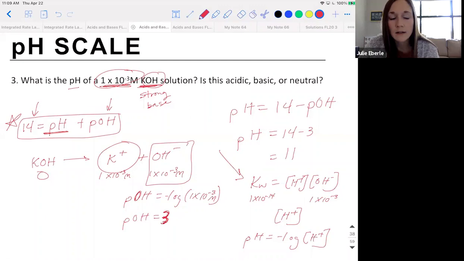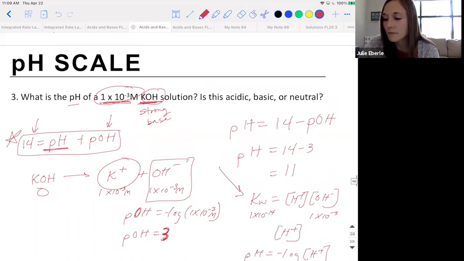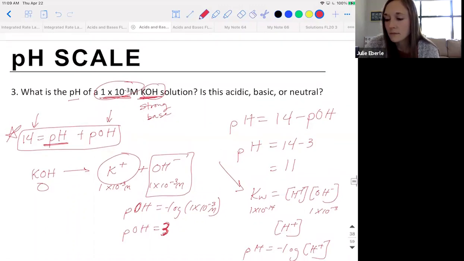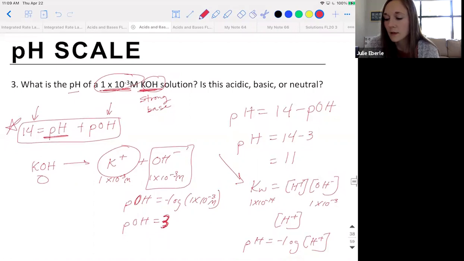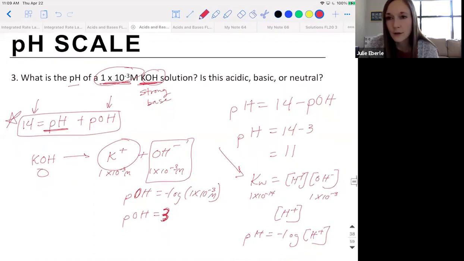Danielle, I don't know if that answers your question. How did I know to use this formula? Well, I know it's the simplest way to get pH because it's relatively simple to determine the concentration of OH minus here, knowing that I have a strong base.